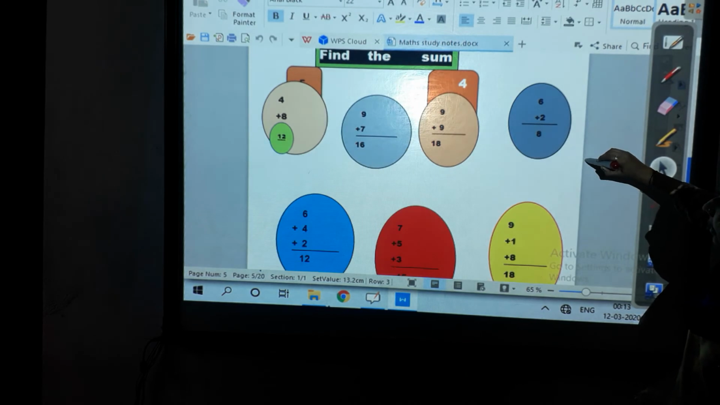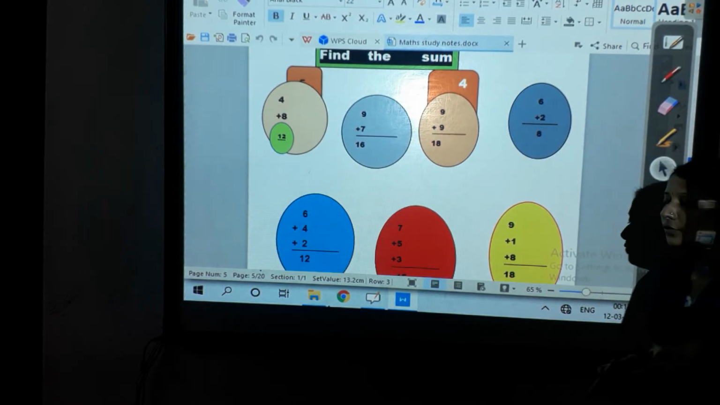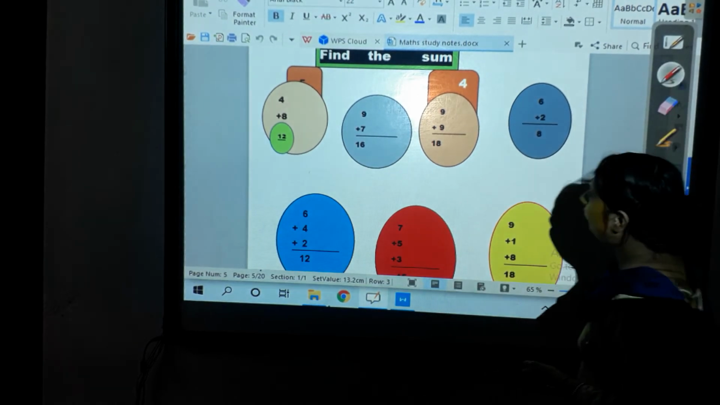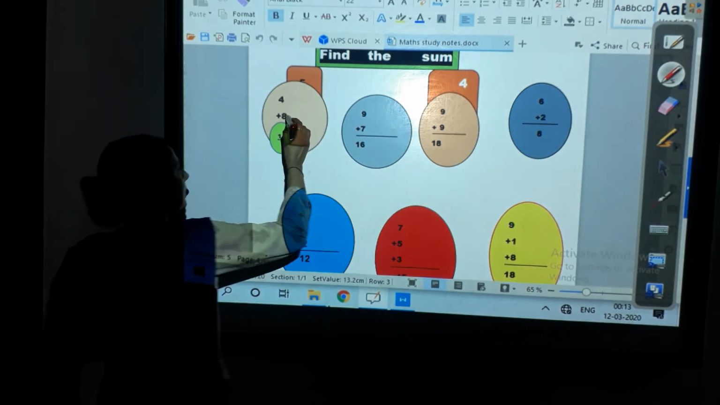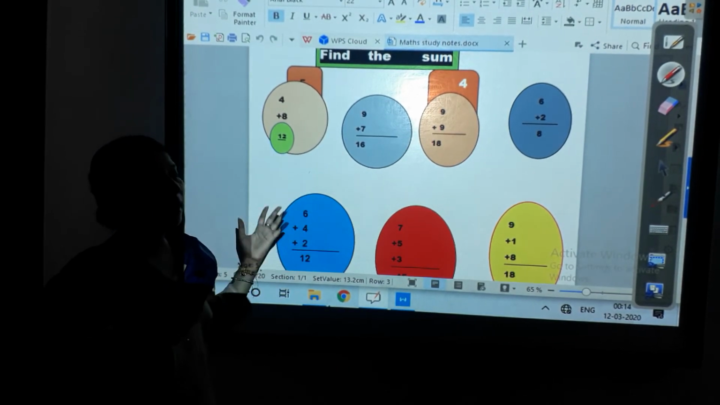Here is some exercise. Find the sum. So you will do it in your copy as well as in your book. I have done it so far. For you, 4 plus 8. Anybody from here? 4 plus 8.